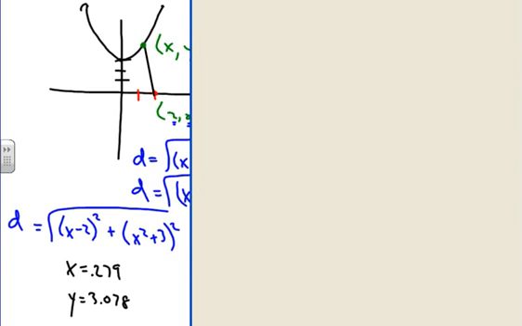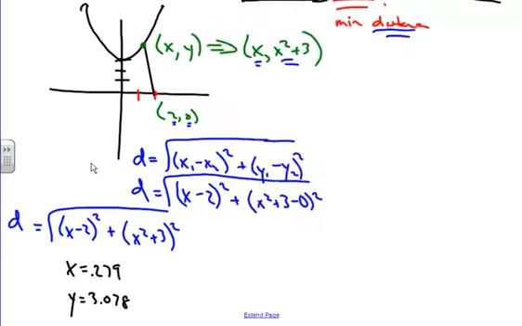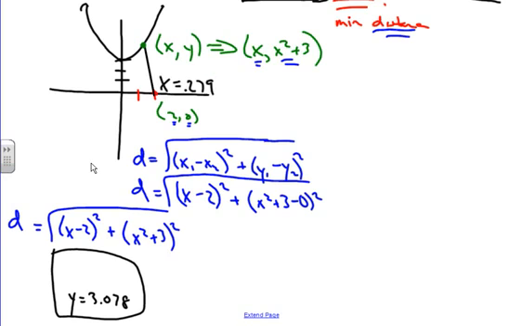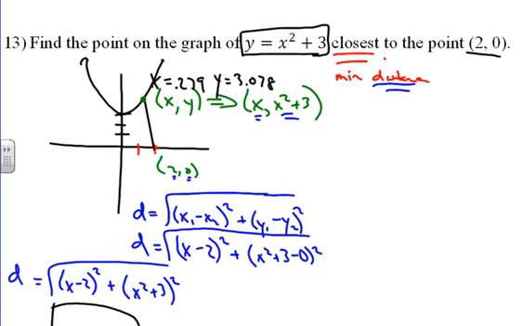Let's check this out again. And yes, that is what it is, to 3 decimal places. So that right here is going to be our closest point. This is the x value of this point, along with our y value right there. And that is how we determine the point on the graph closest to (2, 0). All right, enjoy, and we'll try to do another one in a little bit.